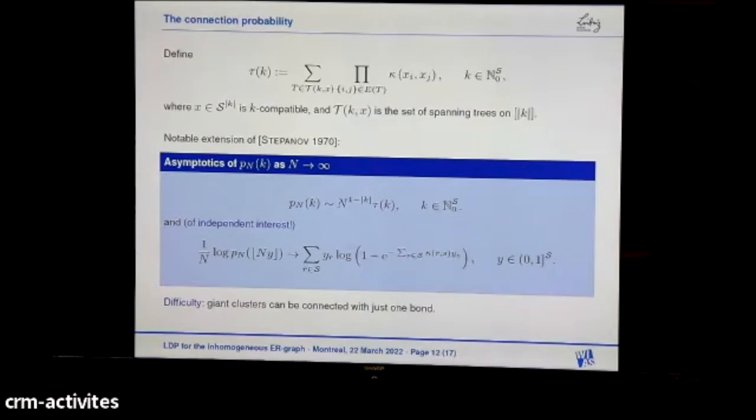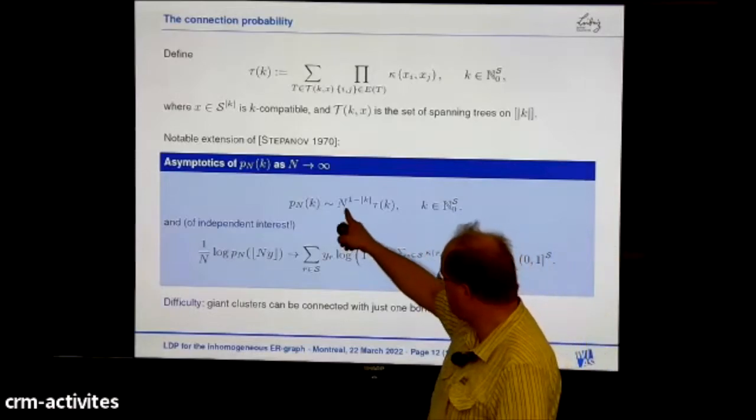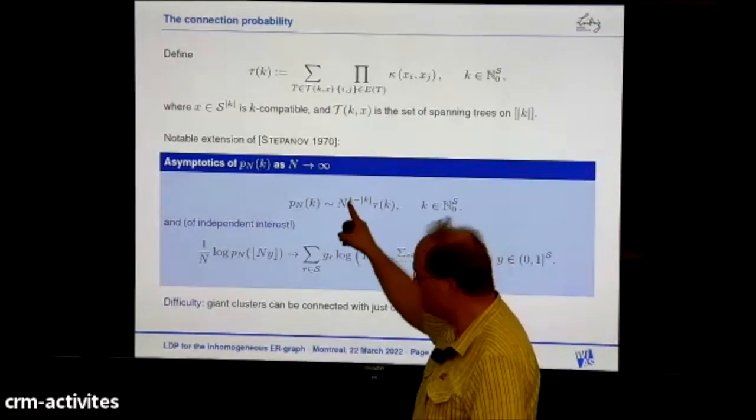You have to sum over all trees. And why only trees? Because you always have a 1/n for each edge. So you need to have the cheapest way of producing a connection, and the cheapest ways are trees. And for each tree, you get a factor 1/n out, for each of the bonds in your tree.